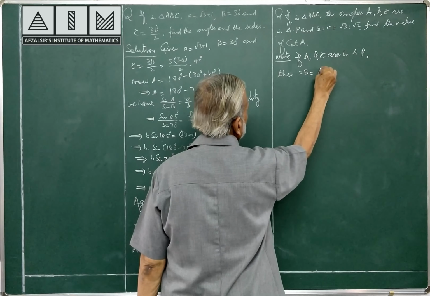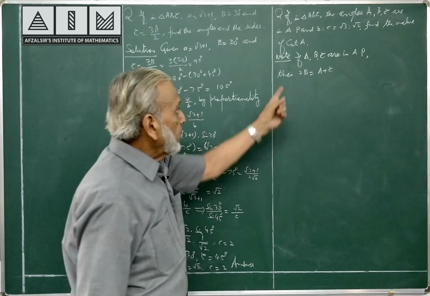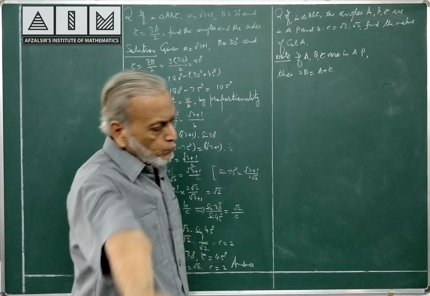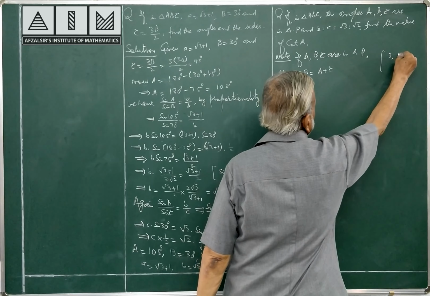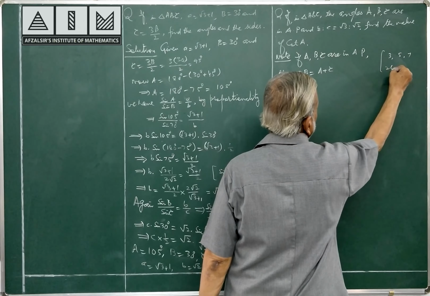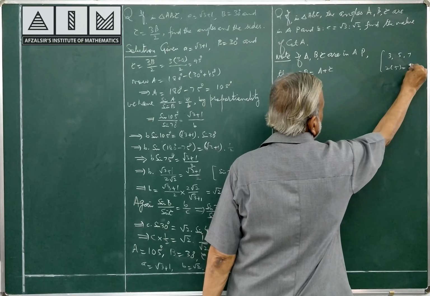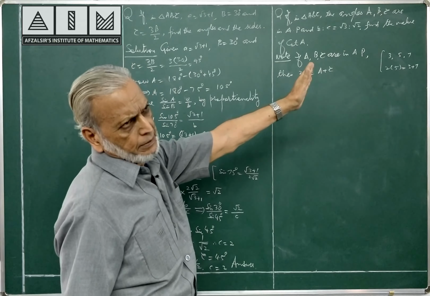If 2B is equal to A plus C, when A, B, C are in AP, you can see one example of any AP: 3, 5, 7. You can see 2 times 5 is equal to 3 plus 7. This holds for any arithmetic progression.